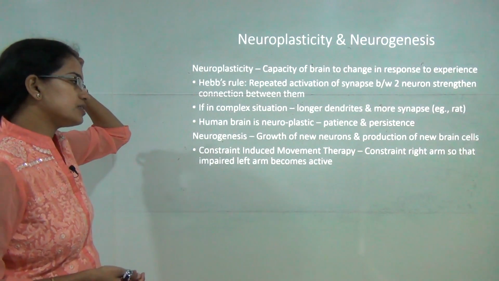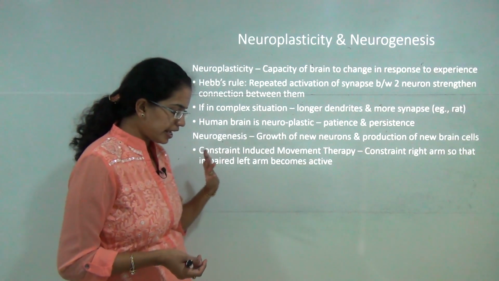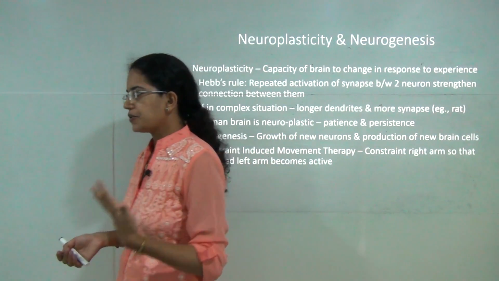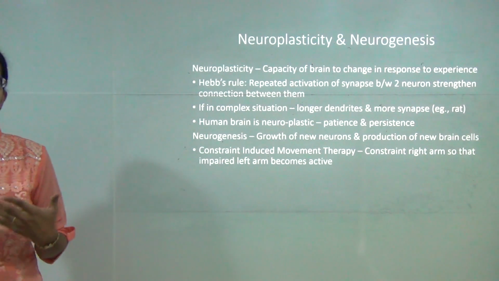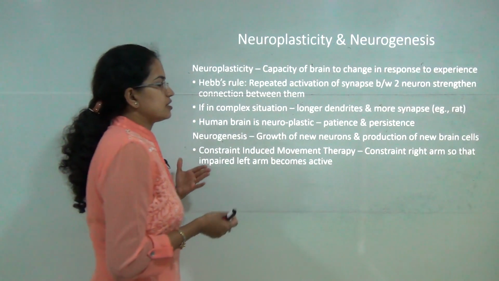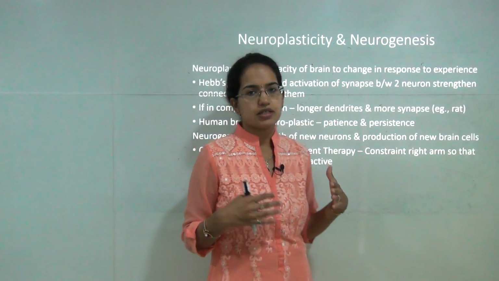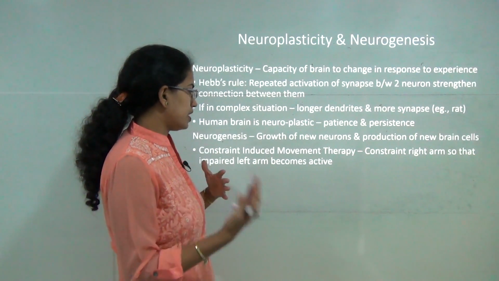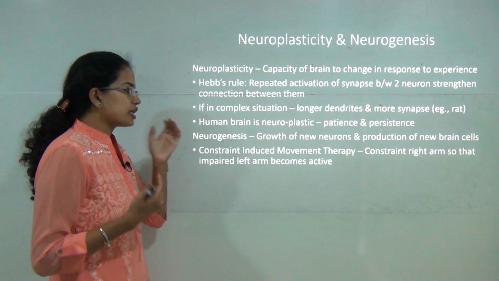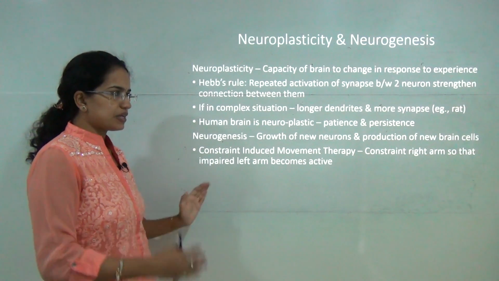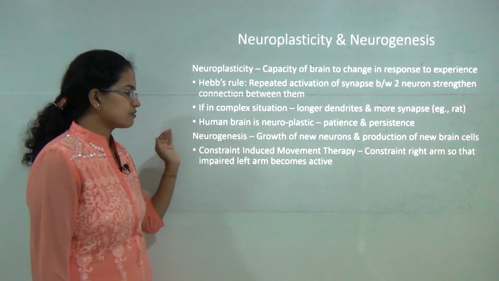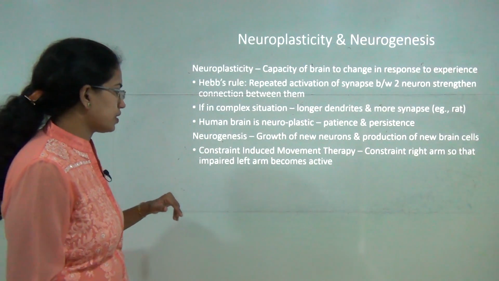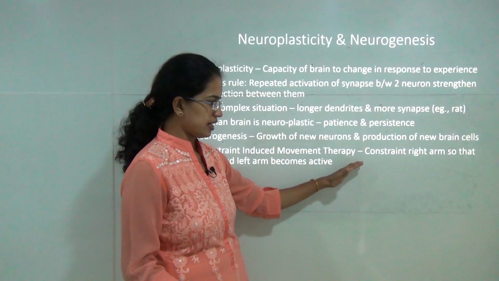The next final concept is neurogenesis. Again, till late it was believed that the human brain deteriorates. However, the concept of neurogenesis explains the growth of new neurons and production of new brain cells that occur with advancing age. Now, to explain or assist this, there was an experiment that was conducted, and later on it was considered as one of the therapies in psychology, known as constraint induced movement therapy.